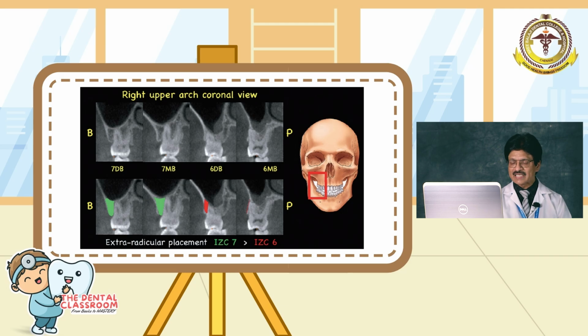Now if you look at these pictures here, you can see 7 distobuccal root, 7 mesiobuccal root, and down below, the green portion is the place where there is enough cortical bone for you to place your IZC safely. But if you look at the 6 distobuccal area and the 6 mesiobuccal area, you see that the IZC6 has a little less bone for you to place your IZC screws.